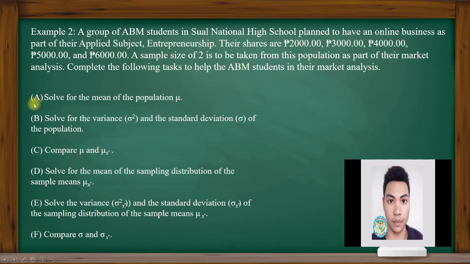So we have to solve for the mean of the population, solve for the variance and standard deviation of the population, compare the population mean and the mean of the sample mean, solve for the mean of the sampling distribution of the sample means, solve the variance and standard deviation of the sampling distribution of sample means, and compare both variances and standard deviations.